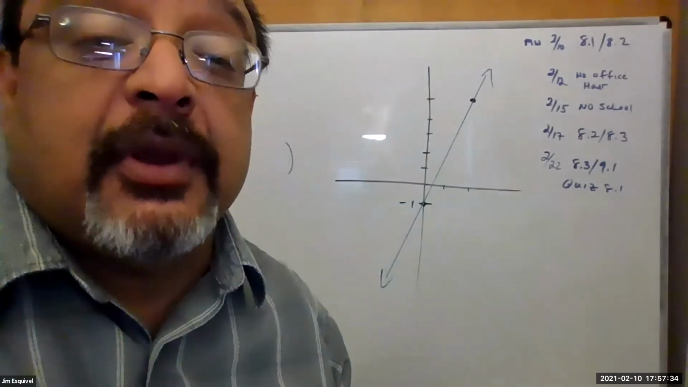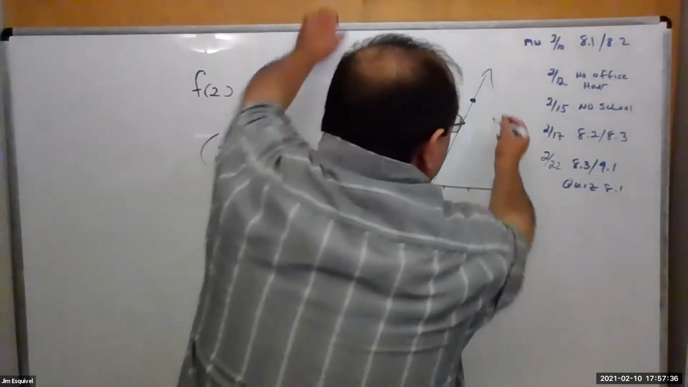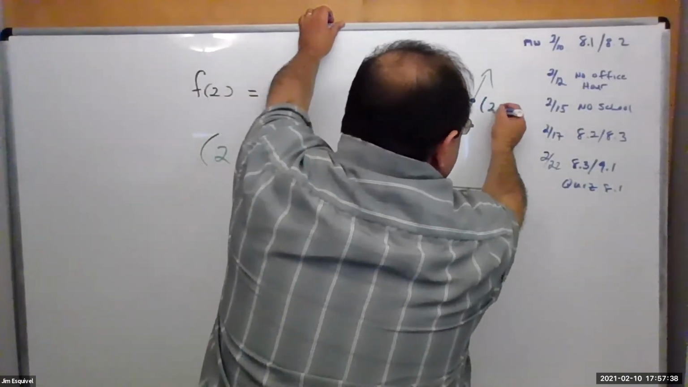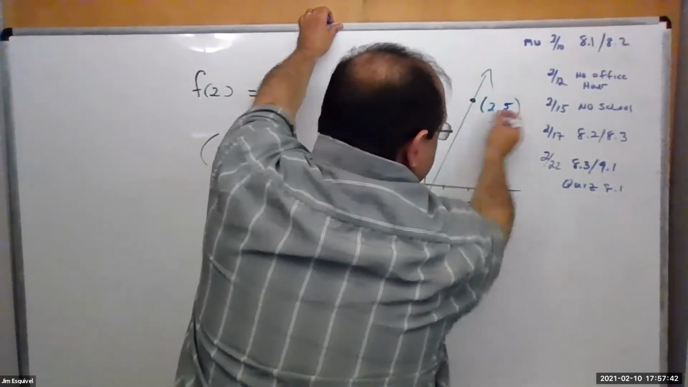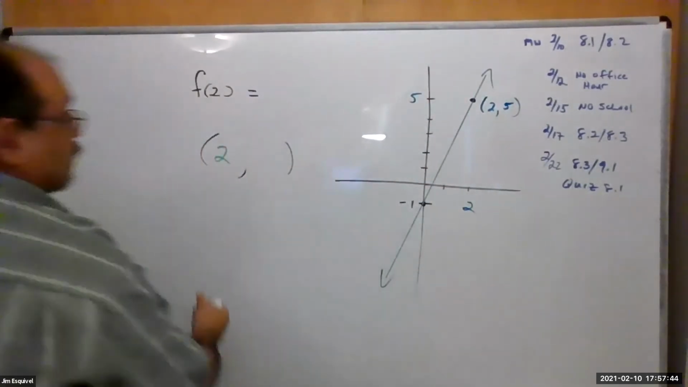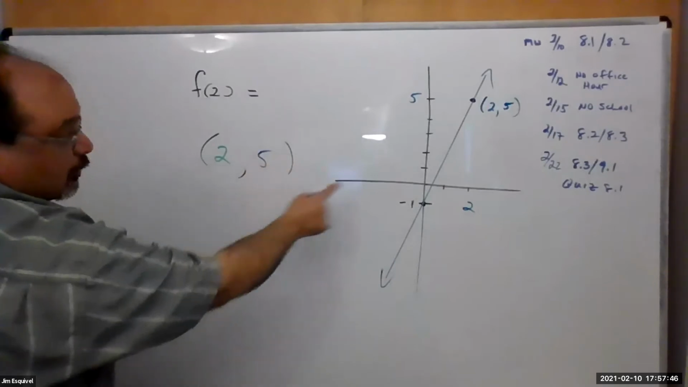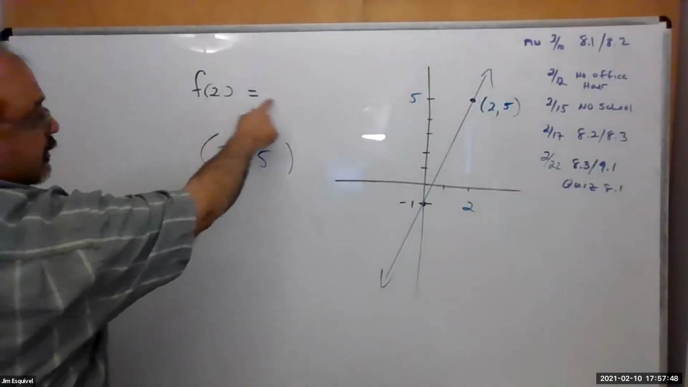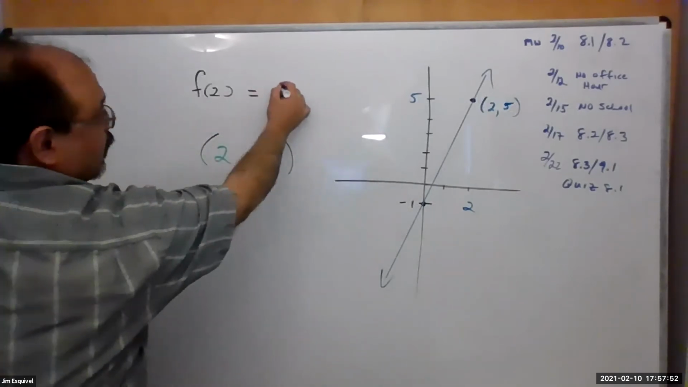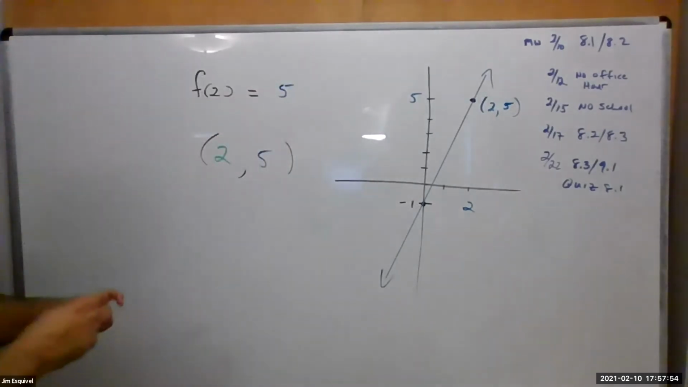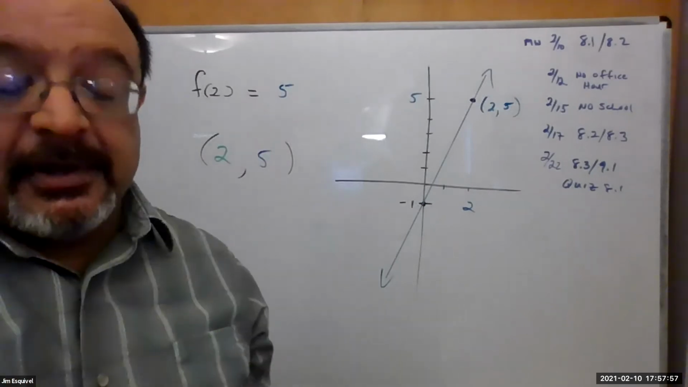So if you were to write the ordered pair up here, when x is 2, this y is a 5. That's all you're doing. Find the ordered pair in the picture and then fill in the blank. When you plug 2 into that picture, the y value that comes out is 5. And that's all you're filling in.